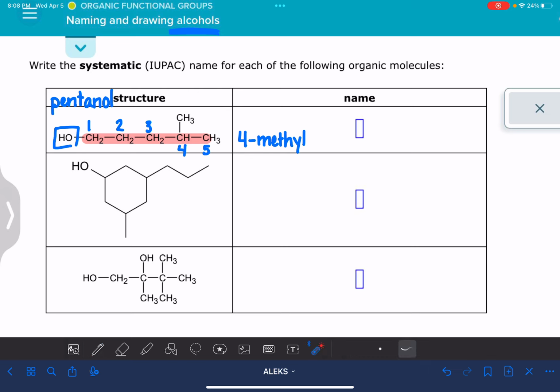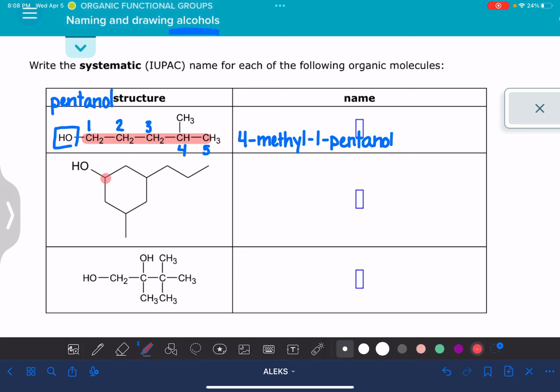Now that's not the end of it. We can't just change the ending and that's enough. We also have to say where the ol is located. The ol is located on carbon number 1, and we're going to put that in front of the alcohol's name. So this is going to be 1-pentanol, and if we break this name down, what we're saying is that we have a 5 carbon chain. It has an alcohol on carbon number 1, and also it has a methyl group on carbon number 4. Let's try it again with our next example.